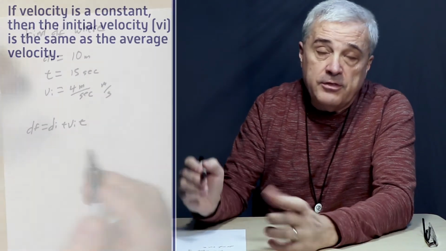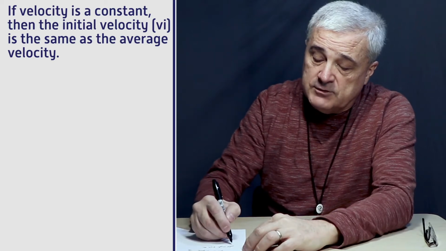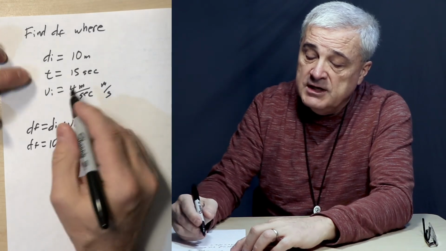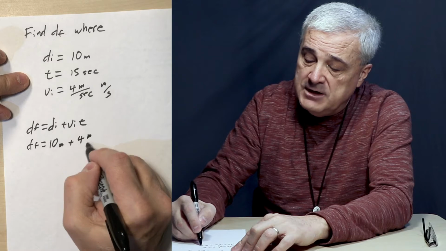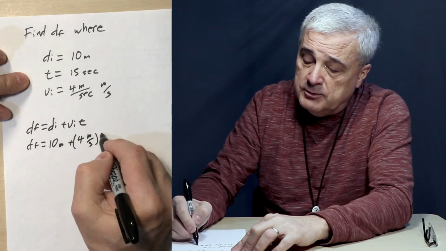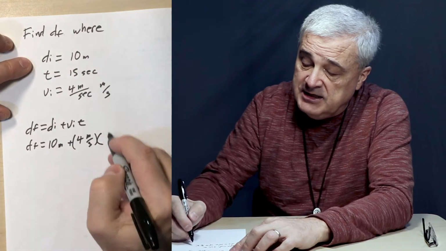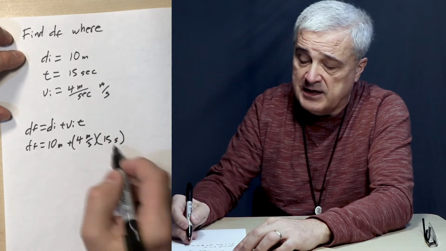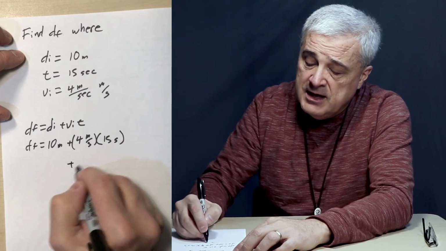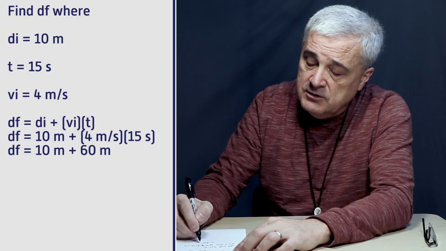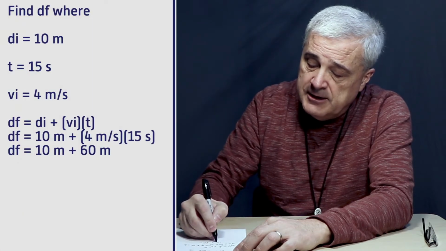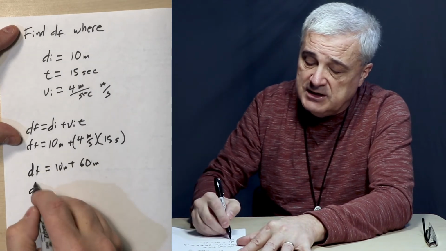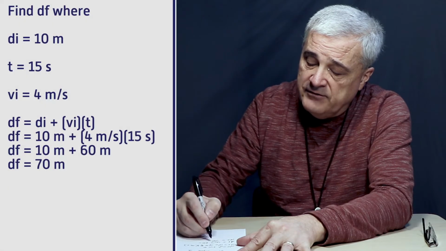All right. So now the fourth step is to plug in the numbers. D sub f, that's what we're looking for. D sub f equals d sub i, 10 meters, plus v sub i, which is 4 meters per second. A lot of people like to put parentheses around their multiplication, and t is 15 seconds. Seconds on top, seconds on the bottom, they'll cancel out. That's going to give us 4 times 15 is 60, and the units will be meters. 10 meters comes down, and that gives us back d sub f. D sub f is 10 plus 60. D sub f equals 70 meters.